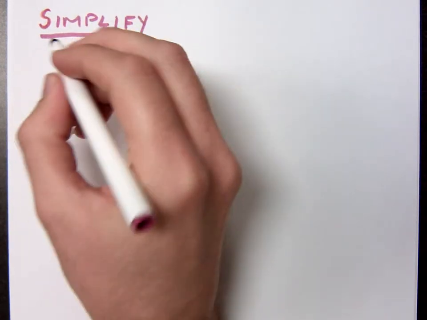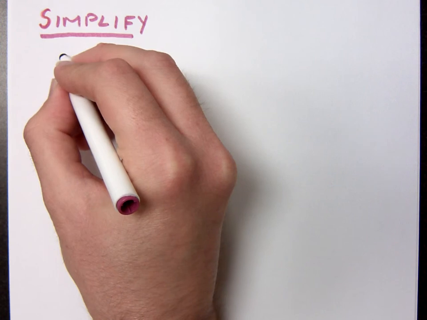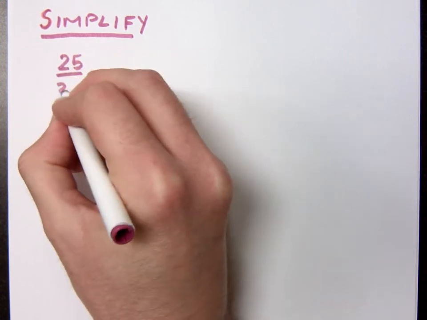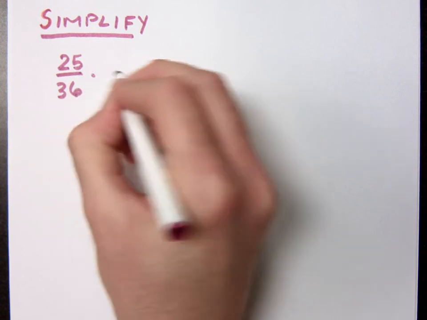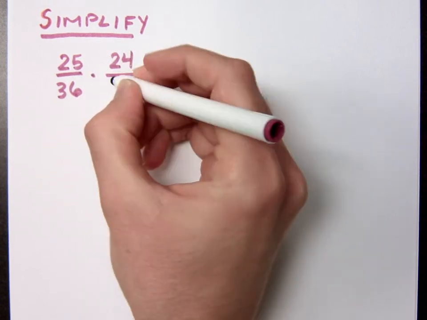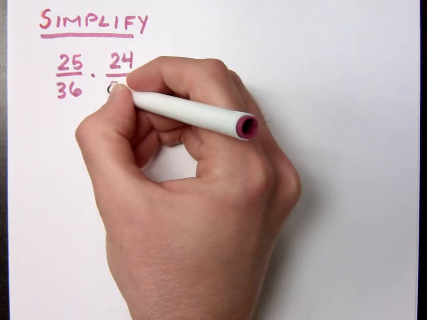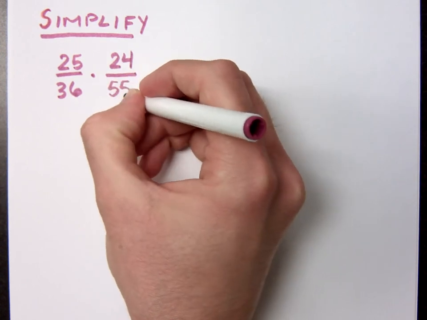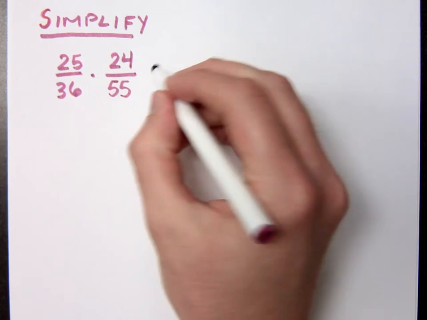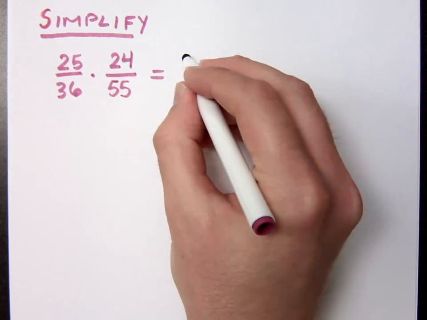Alright, so we've just looked at simplifying fractions. What if I ask you to do something like this? 25 over 36 times 24 over 55. How do you multiply fractions? You multiply straight across. Now here's what I do not want you to do.